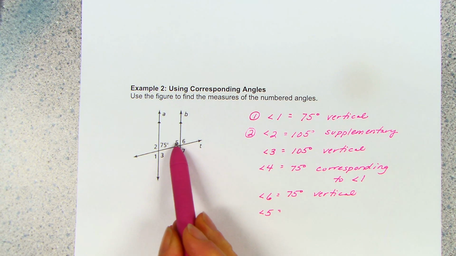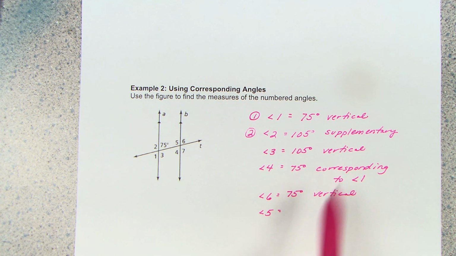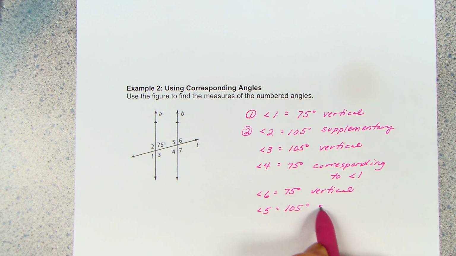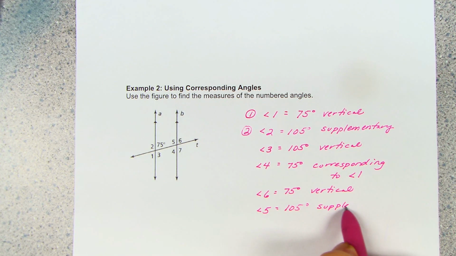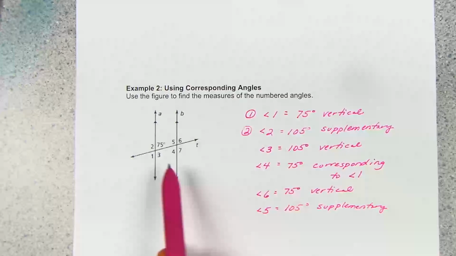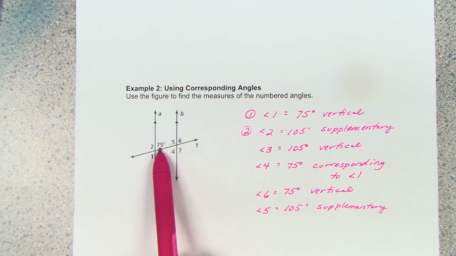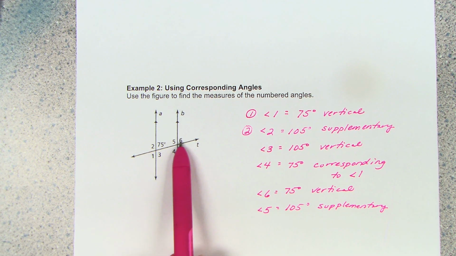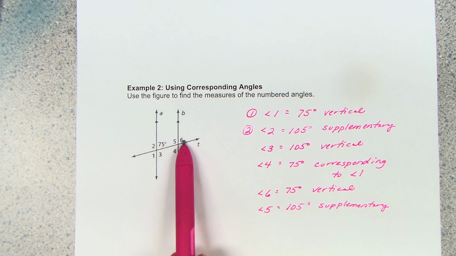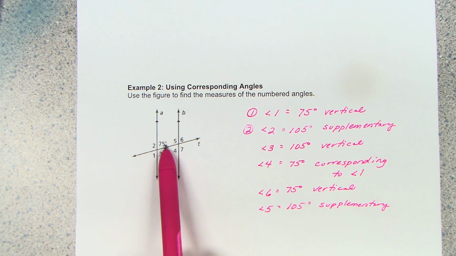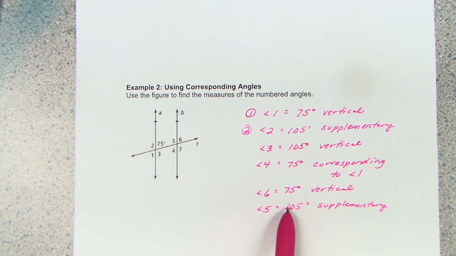And those have to be 105 because it's supplementary. You could also recognize that 6 is corresponding to this 75. So you could pop straight out to 6. Once you get 2, you should recognize that 2 and 5 are the same. 2 and 5 were the same.